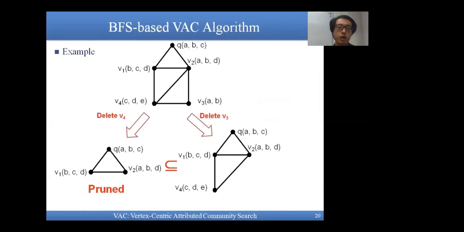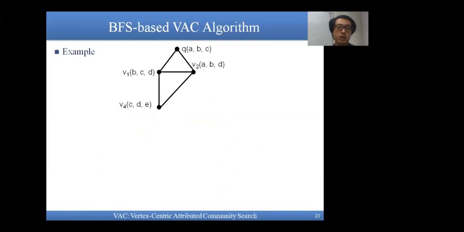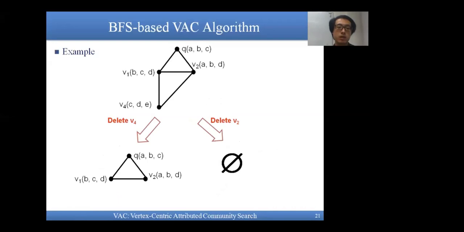We continue to process the right k-truss. In the same way, we first find the vertex pair that has the maximal attribute score. That is V2 and V4. Then we delete these two vertices respectively and get a smaller k-truss that consists of Q, V1 and V2. And this k-truss cannot be deleted anymore, so it's the final result.